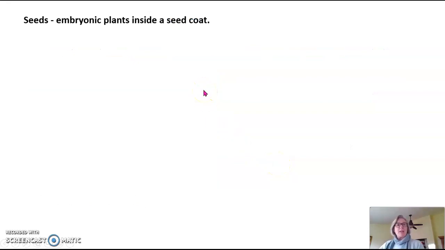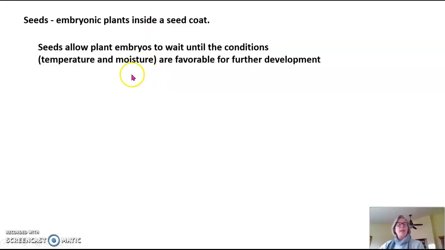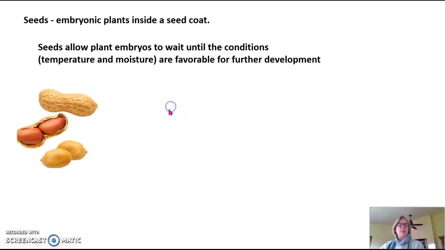Seeds are the second adaptation that evolved 360 million years ago. Seeds are embryonic plants inside a seed coat. Seeds allow plant embryos to wait until the conditions, such as temperature and moisture, are favorable for further development. So let's look at an example of a seed.